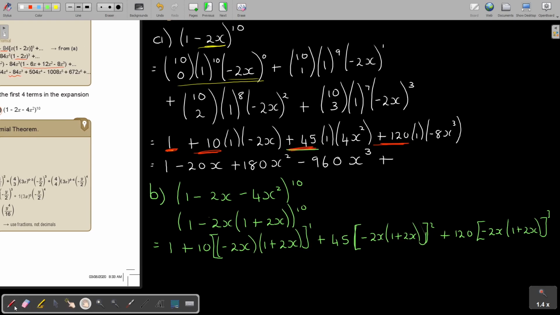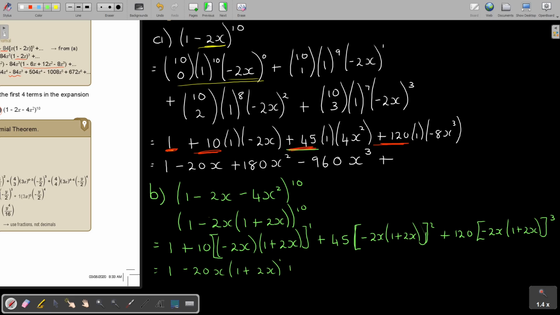Okay, so let's just make that exponent better. That was to the power of 3. So basically, I just used the 1, the 10, the 45, and then the rest I'm going to work out. So this is going to be negative, oh, I can already bring that sign in. So it's negative 20x, 1 plus 2x, that's just 1.